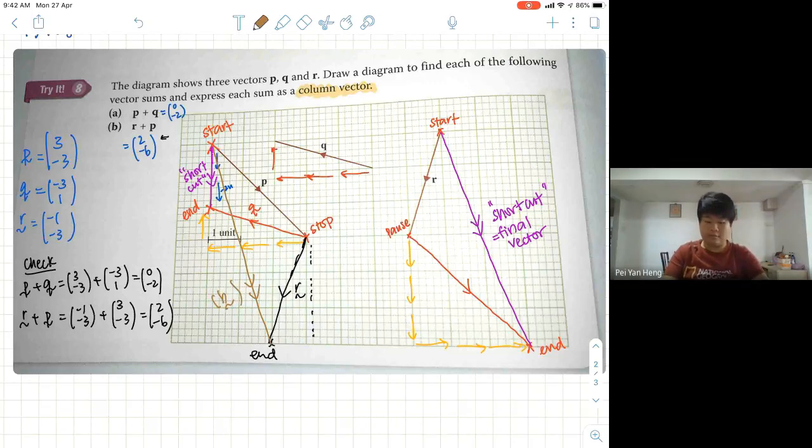Now if you count this, 1, 2, 3, 4, 5, 6, it is the same column vector. So regardless of which vector you use to start, you will still end up with the same answer, because this works because of the parallelogram rule. A parallelogram has two pairs of parallel sides. So no matter where you translate the diagonals, you will end up the same.